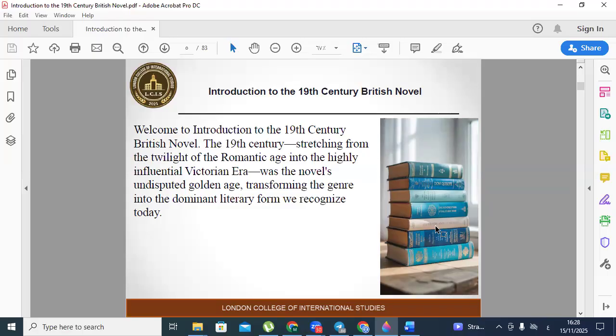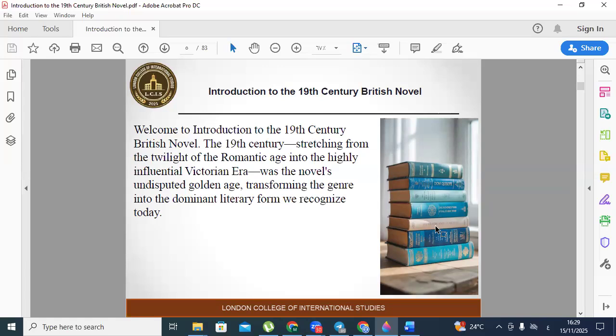Consider, in 1700, novels barely existed. By 1900, they had eclipsed poetry and drama as the most popular, most influential, and most culturally significant literary forms. What happened? Why did this transformation occur, especially in the 19th century? These are questions we'll explore throughout the course.